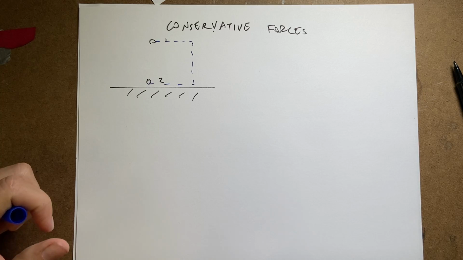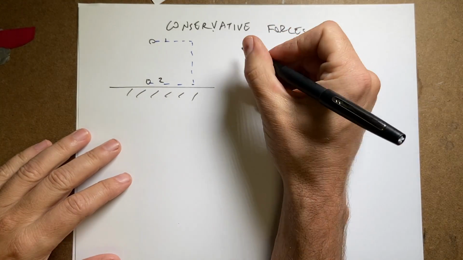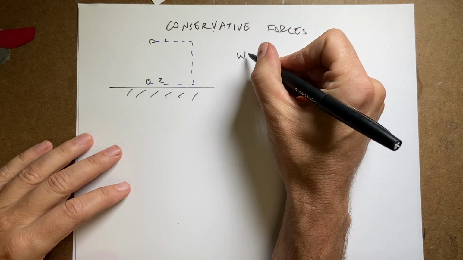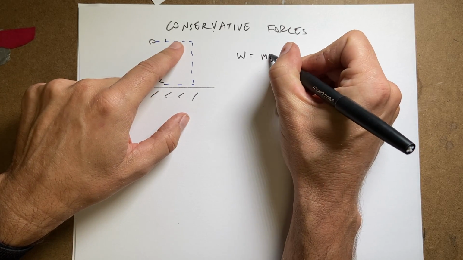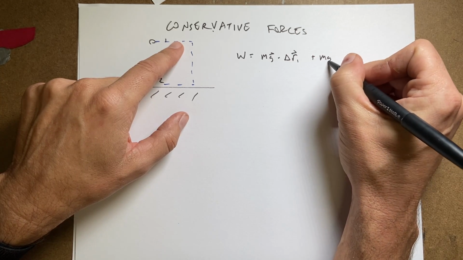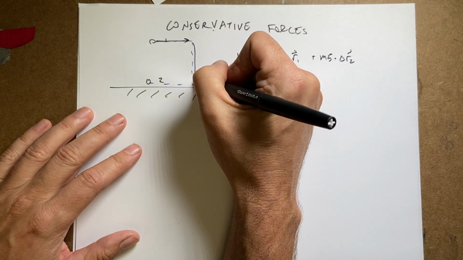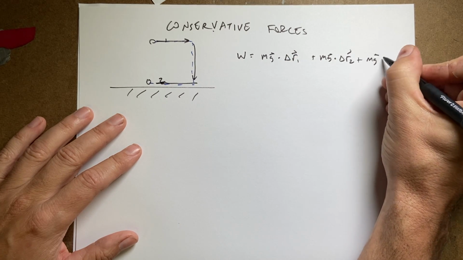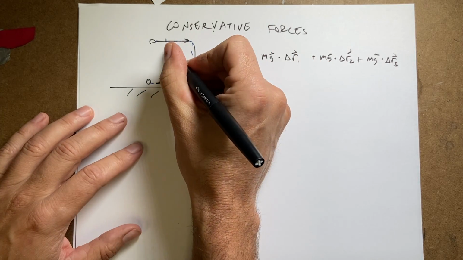So in this case, I need to find the work, but I have 3 different paths, so I need to do the work 3 times. The force is the same in each case, right? But the path is different. So I can say the work along this path is going to be the vector mg dot delta r1, that's a vector, plus mg dot delta r2, plus mg dot delta r3.